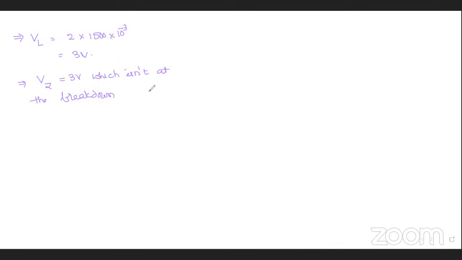Breakdown voltage. That implies the current through the Zener diode is equal to 0.